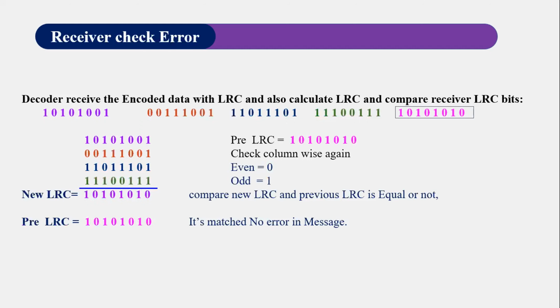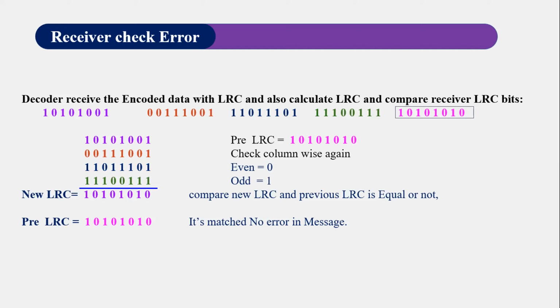This is the receiver checking for errors. Now I send it to the receiver to check the error. The receiver stores the received LRC bit in a variable. Then the receiver calculates the LRC again. Now check whether the new LRC is the same as the previous LRC or not.